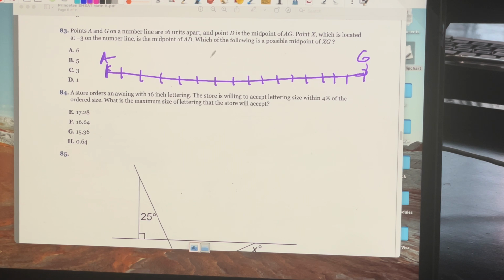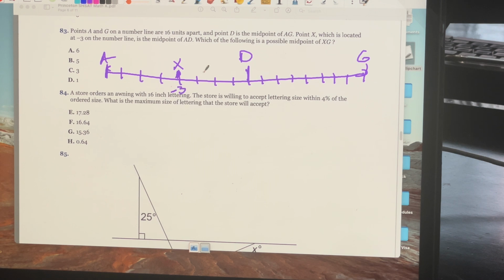Point D is the midpoint of AG. Well, 1, 2, 3, 4, 5, 6, 7, 8. Here is point D, which is the midpoint, right? 8 to the left, 8 to the right. Point X, which is located at -3 on the line, is the midpoint of AD. Well, let's find the midpoint of AD. 1, 2, 3, 1, 2, 3, 4. So point X is right here, which is the midpoint of AD, and they're telling you that this is -3.